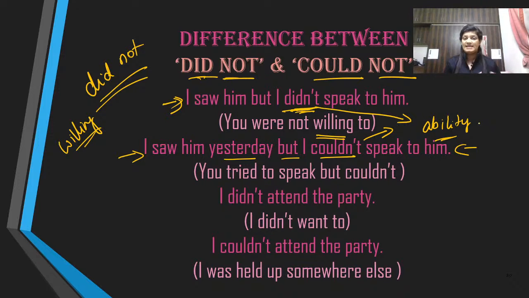All right? Like I was saying, I saw him, but I didn't speak to him. Didn't speaks about your willingness. I saw him yesterday, but I couldn't speak to him speaks about your inability to speak. As in, you saw him walking, but you were in a meeting and doing something else, and you couldn't actually walk up to him and talk to him. That's why you were held up and pretty busy. That's the reason you couldn't speak to him.